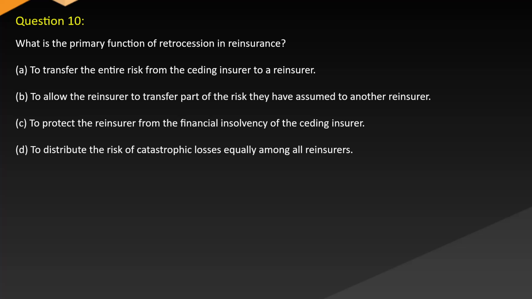Question 10. What is the primary function of retrocession in reinsurance? A. To transfer the entire risk from the ceding insurer to a reinsurer. B. To allow the reinsurer to transfer part of the risk they have assumed to another reinsurer. C. To protect the reinsurer from the financial insolvency of the ceding insurer. D. To distribute the risk of catastrophic losses equally among all reinsurers.